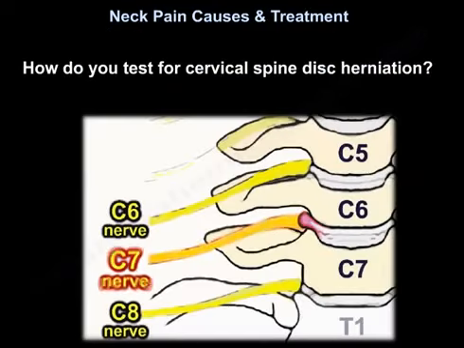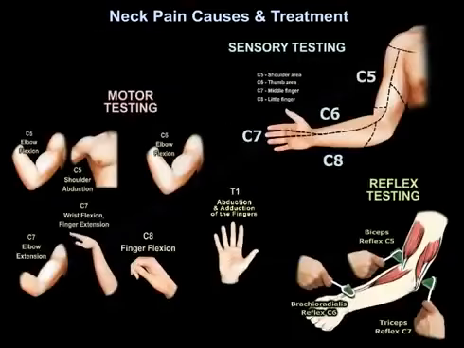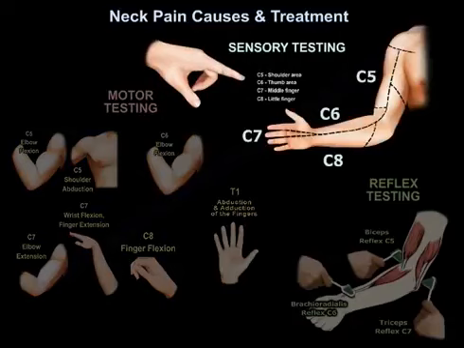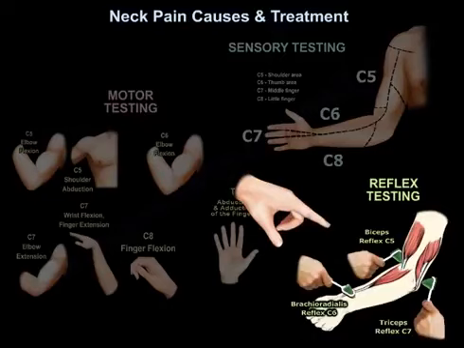How do you test for cervical spine disc herniation? You test the motor, the sensory, and the reflexes. This is how you test the motor strength of the nerve roots from C5 to T1. This is how you test the sensation, as you see here in this diagram. This is how you test the reflexes, as you can see here in this diagram.